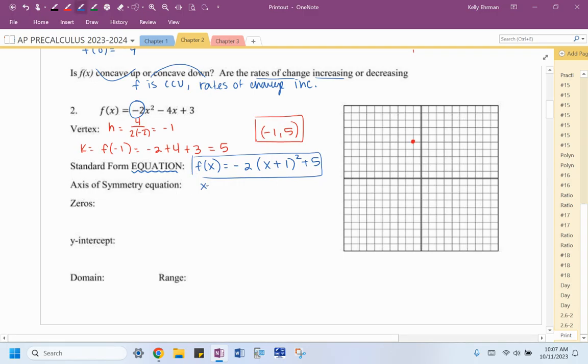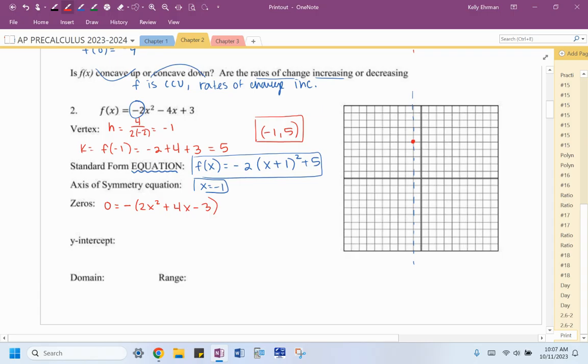Axis of symmetry, x equals negative 1. Again, you can draw that in. I'm going to because it helps me catch a mistake when I was plotting my zeros. To find the zeros, now I don't like trying to factor if x squared is negative, so I'm going to multiply or factor a negative out. And then does this factor, I don't think it's going to work. There are no combinations of 2 and 3 that are going to give us 4.